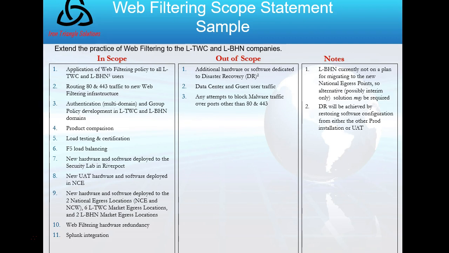Here is an example of, on a web filtering project I did, what was in scope. Notice I list out of scope or not part of the project. The words don't really matter. You don't have to understand them. And then notes related to that. Just another way, a practical way of applying what the scope statement might look like.